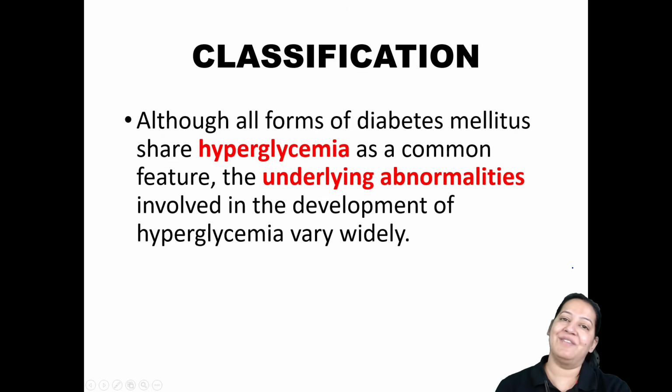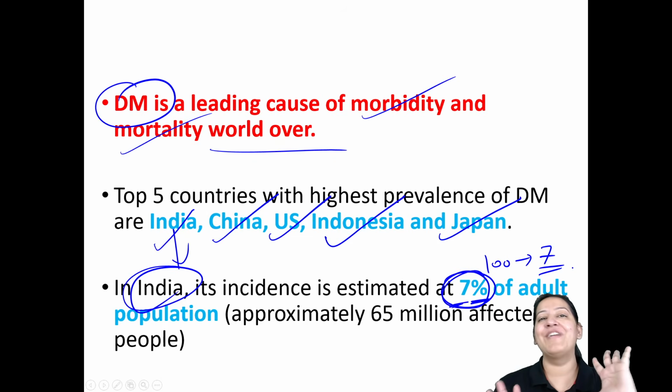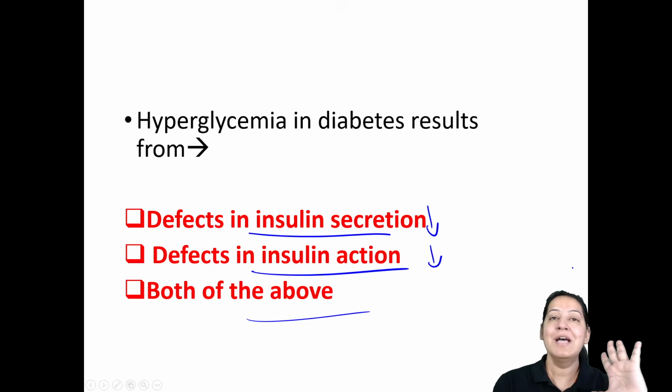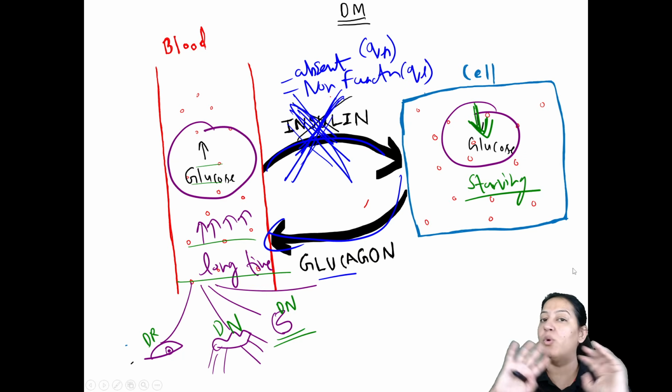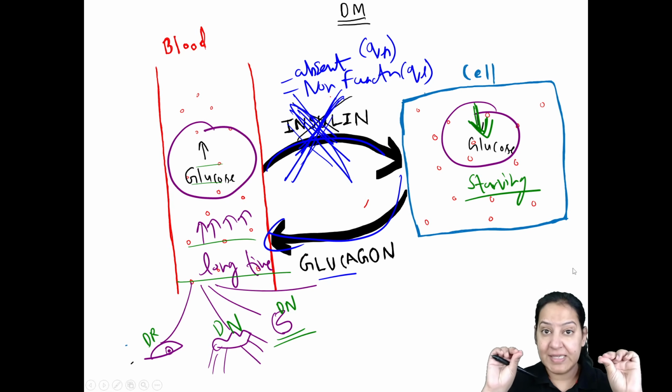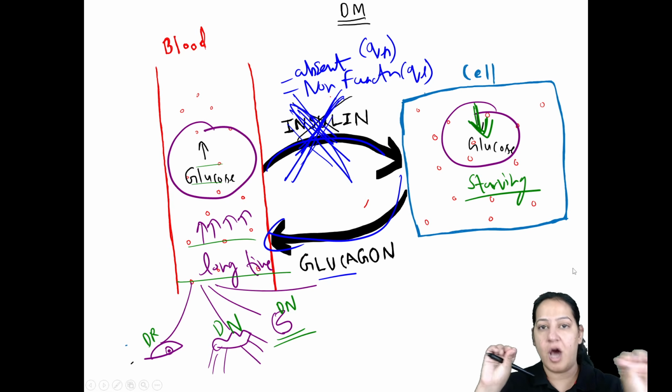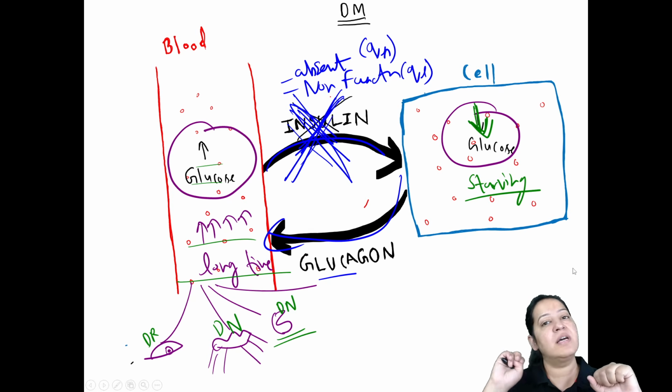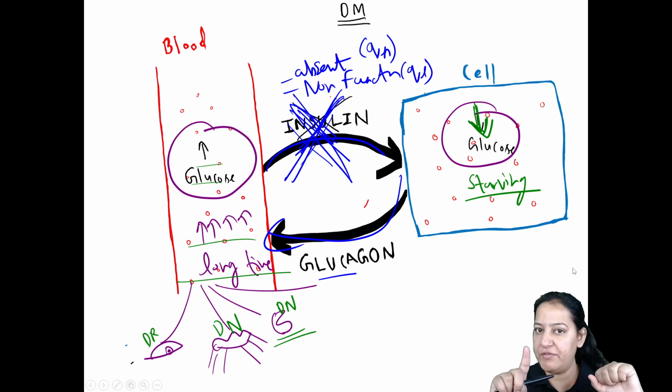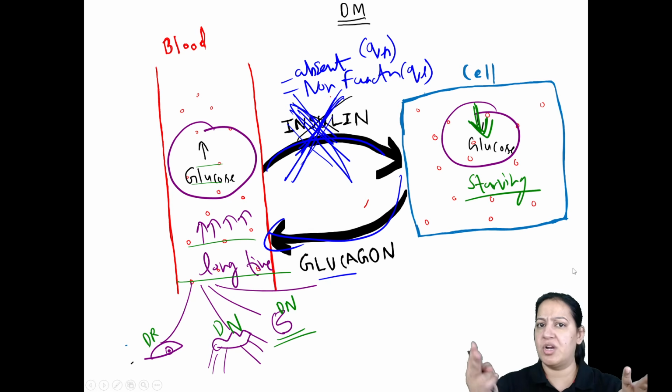Let me come to the classification. We have understood, till now, the definition of diabetes. So this is the definition of diabetes. Don't learn the definition. Understand that in this diagram. So diabetes is a disease in which there is a problem with the insulin hormone. The problem can be two. Either the hormone is absent, that is quantitative defect, or it is present but non-functional, so it is qualitative defect, or both of the above.